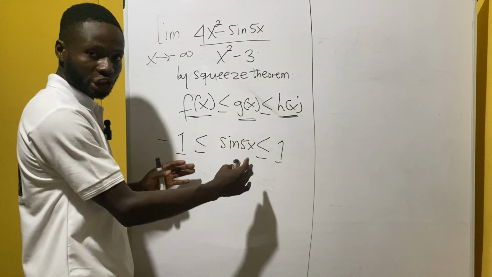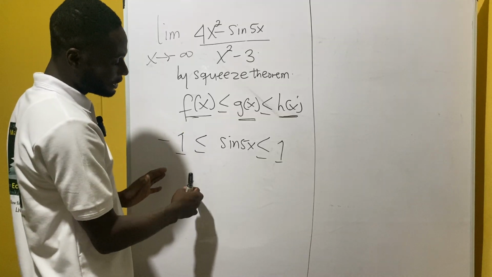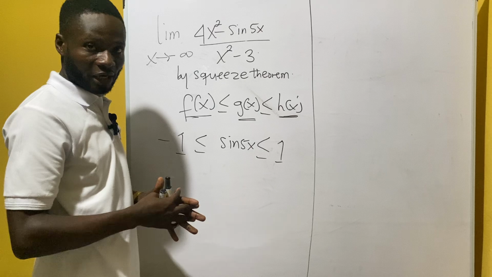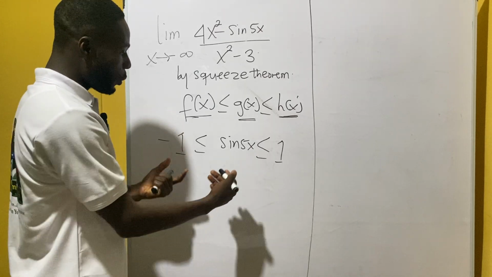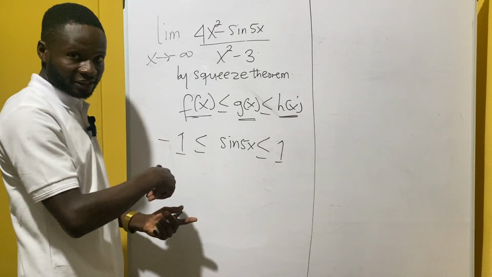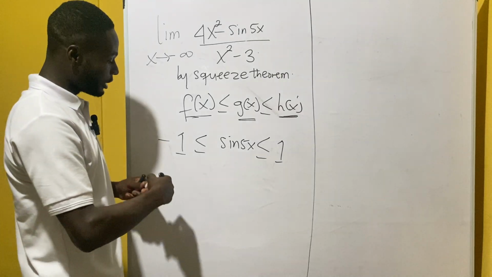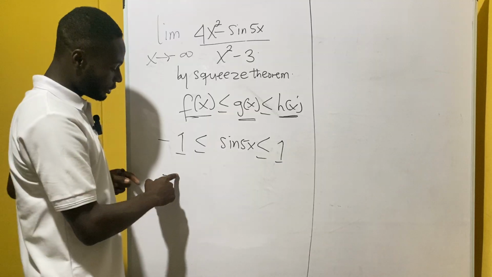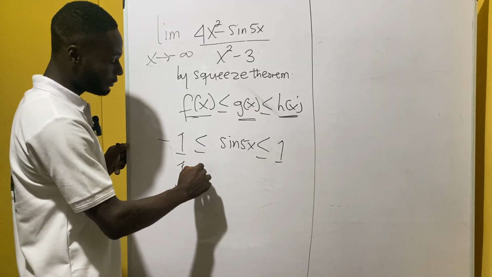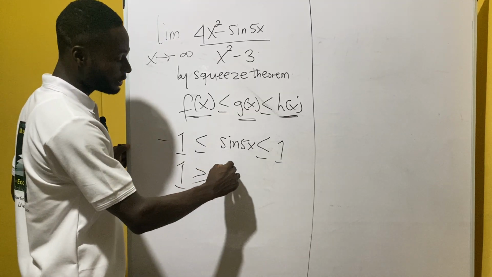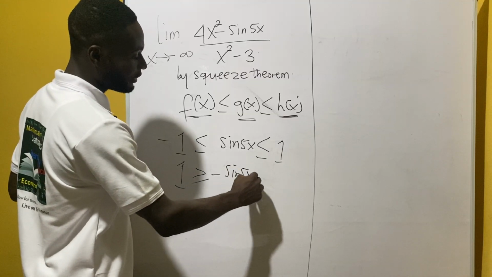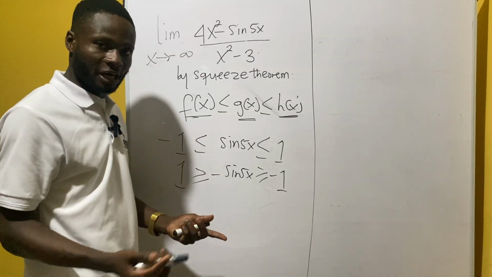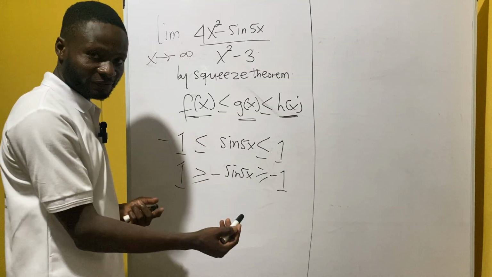So we have to make sure that the function in the middle possesses the function that we have right here. So what are we going to do? We have to reverse the inequality, so we divide through by -1. When we do that, we're going to have 1 greater than or equal to negative sine 5x greater than or equal to -1. Haven't changed anything, we just divided by -1.